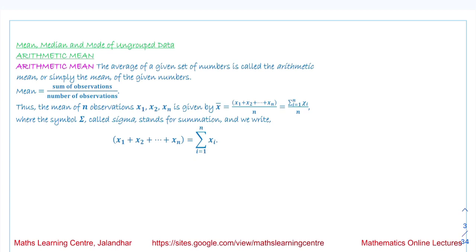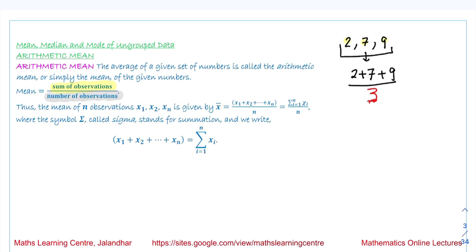The average of a given set of numbers is called the arithmetic mean, or simply the mean of the numbers. Arithmetic mean means we do the sum of observations and divide it by the number of observations. Suppose there are three numbers, 2, 7, 9, and I want to find the arithmetic mean, or average. It is 2 plus 7 plus 9 divided by the number of terms, which is 1, 2, 3. So we divide by 3. This is the arithmetic mean.